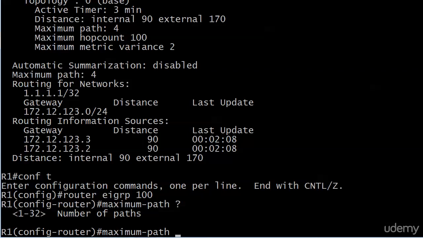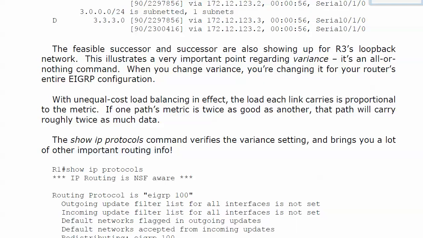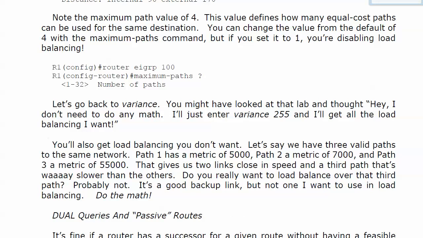The CCNP ROUTE exam is not going to get into IOS versions. I do want to point out, though, not only can you have a different number of maximum paths from one router to another, but you cannot set it to 0. And if you set it to 1, what are you doing? If you set that to 1, you are effectively disabling any kind of load balancing, equal or unequal, because you're saying, hey, I want 1 maximum path and that's it. So if you ever wanted to disable equal cost load sharing, you could actually set that to 1. Very rare that you're going to actually want to do that.